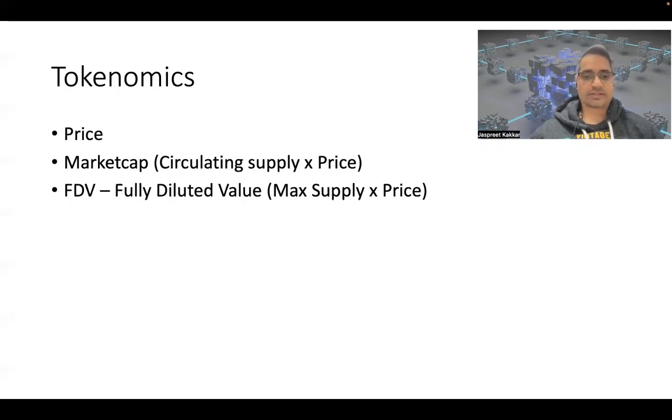So next we talk about the price, which is very important, and you guys may already be looking at the price of Bitcoin and Ethereum. The next one is the market cap, or market capitalization, a very important metric when you look at the various cryptocurrencies. Market capitalization is calculated by multiplying circulating supply by price. And then we have the fully diluted value, FDV, which is calculated by multiplying max supply by the price. So these are the tokenomics.